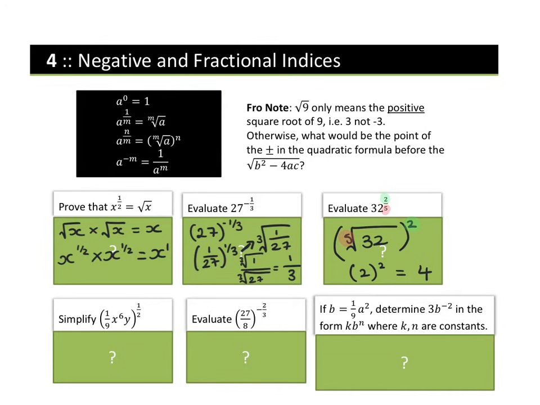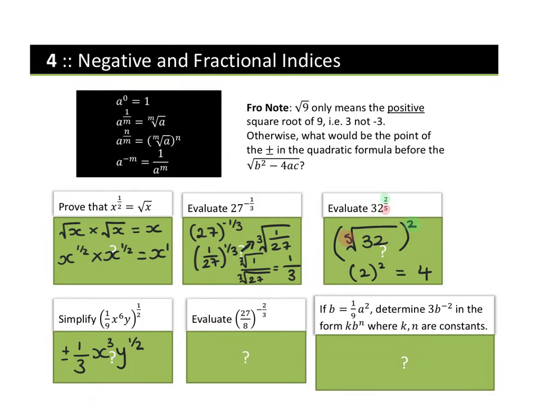Take 2. So we have 1 over 9 to the power of a half, which is the square root of 1 over 9, which is plus or minus 1 over 3. x to the power of 6 to the power of a half is x to the power of 3, because we multiply the powers. And we're going to get y to the power of a half.